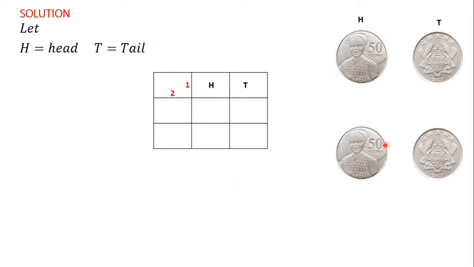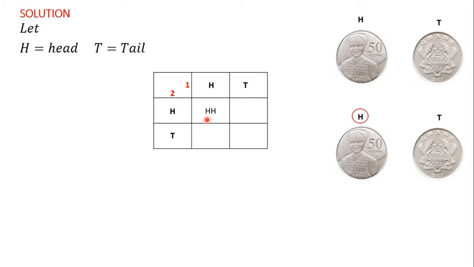Now we will use another coin to represent the second toss. So this will be the coin for the first toss and this is for the second toss. It will also have a head and a tail as we can see here. Now here are the set of possible outcomes. It's possible that at the first toss you have a head and at the second toss you have a head. So the first toss will land on a head and the second toss will also land on a head. So that is the first possible outcome that you can get.